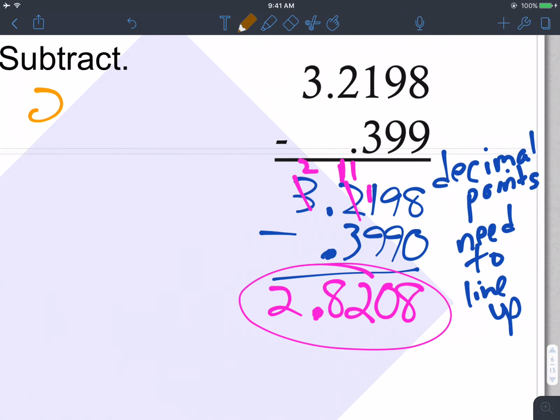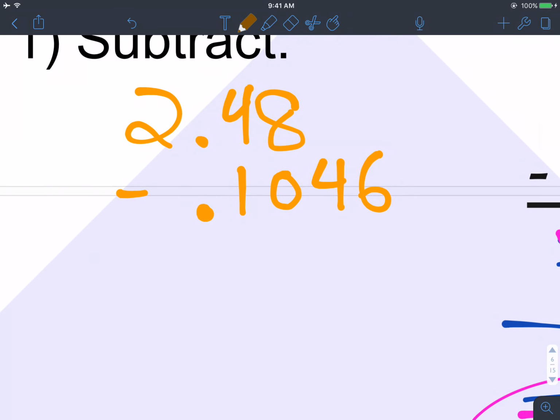If I had 2.48 minus, how about 0.1046? All right, let's throw another example in here. Now the other decimal has more places. So what would you do? Put zero, line it up first, put then the zeros on top and on the bottom of the 2 there. Yeah, and put a 0 next to the 8. Yeah. 2 zeros actually. So now you'd have it like that.